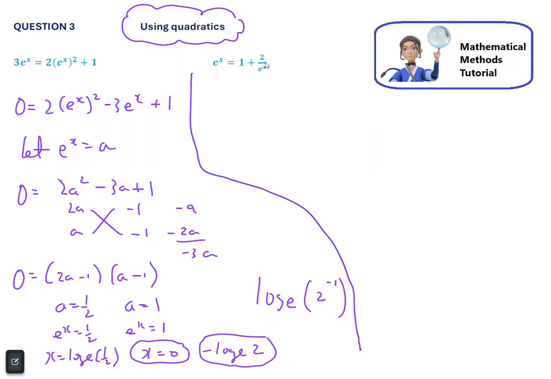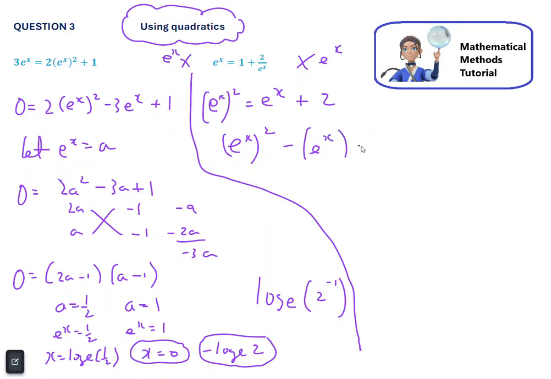The second example is the same as the first, except it's in a different form. If I was to multiply everything by e to the x, this side would become e to the x squared. This would become e to the x, and this would become plus 2. So I've got e to the x squared minus e to the x minus 2 equals 0, which means I've really got a squared minus a minus 2 equals 0.